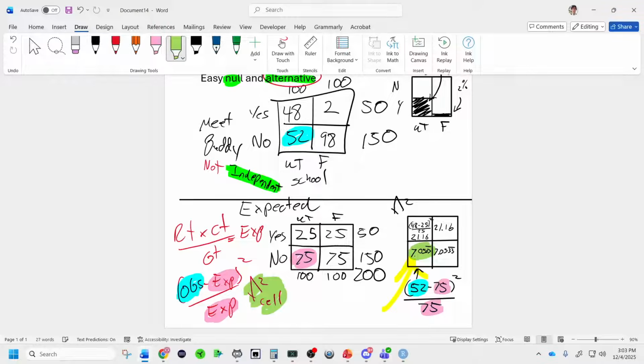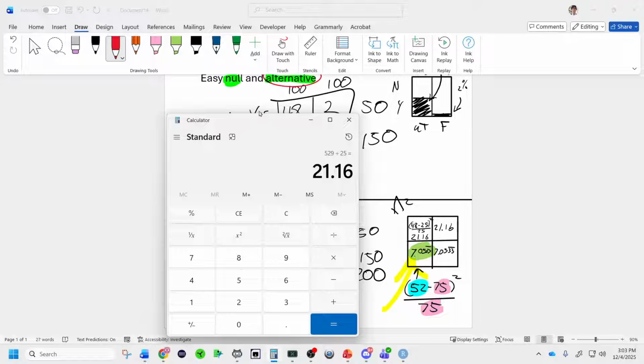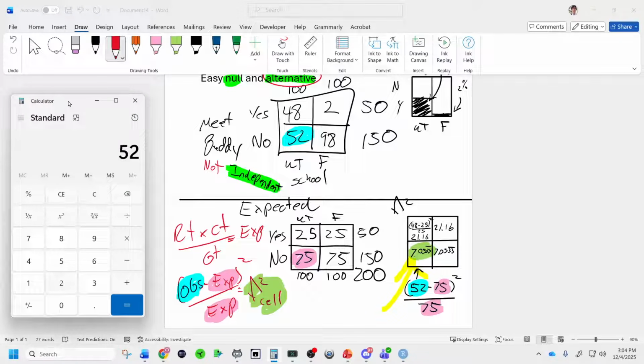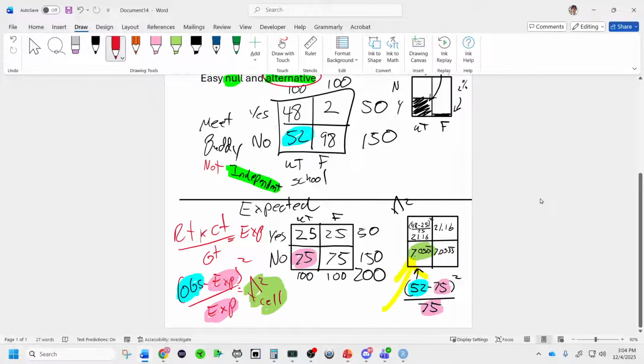So this equals... I think people follow along. These are all the cell chi-squareds. We'll check our work. I think I've done it right. Let's find out. We go here and do 52 minus 75, squared, divided by 75. Wait, that's not right. 52 minus 75 quantity squared divided by 75. There we go. 7.0533333. Math worked out nice.